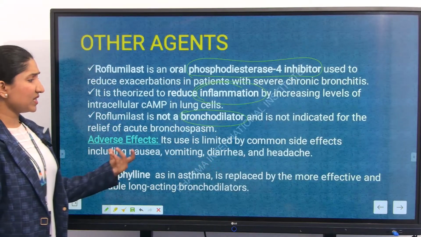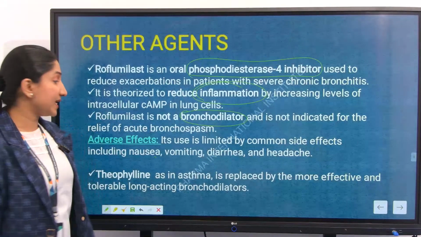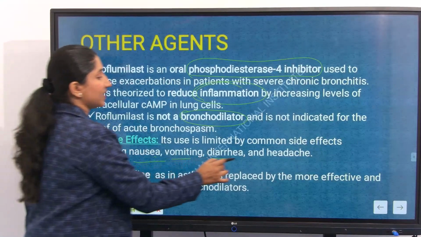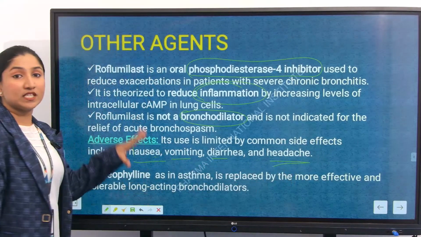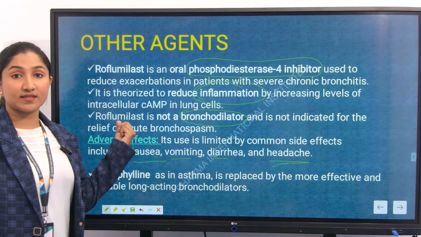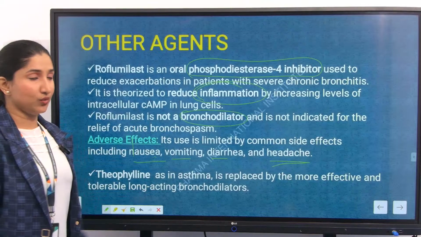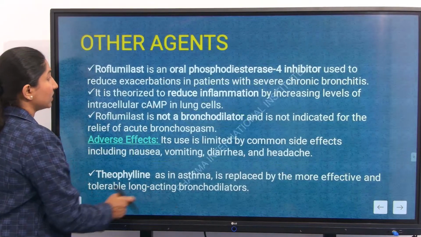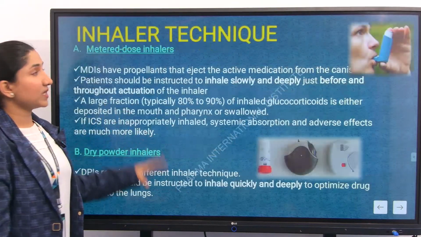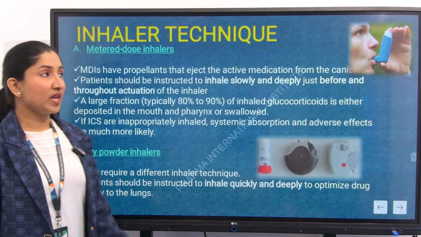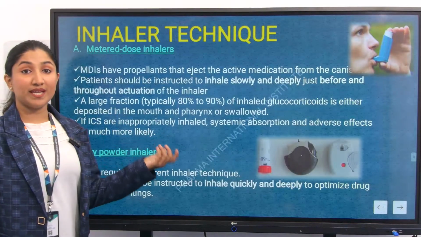Now, some of the adverse effects of roflumilast are nausea, vomiting, diarrhea, and headache. So these are least preferred drugs. When the other drugs like the SABAs and the SAMAs don't work, these agents are actually used. Okay, so that was about the drugs that we use for treating COPD as well. Now we will see about some inhaler techniques.